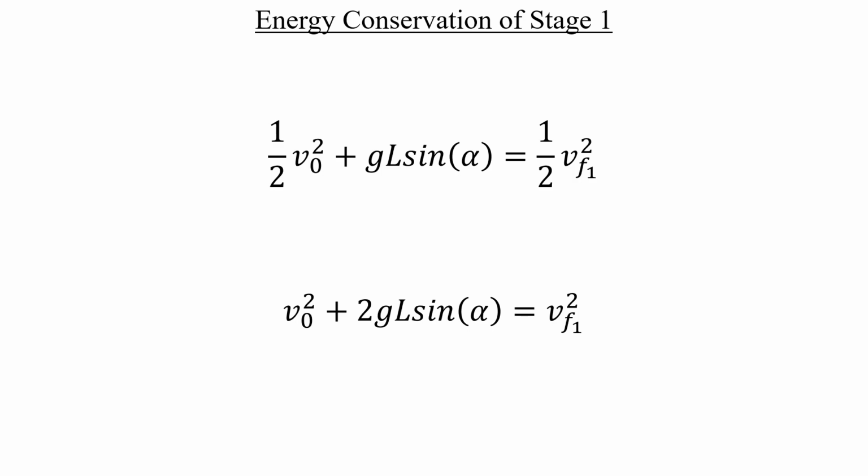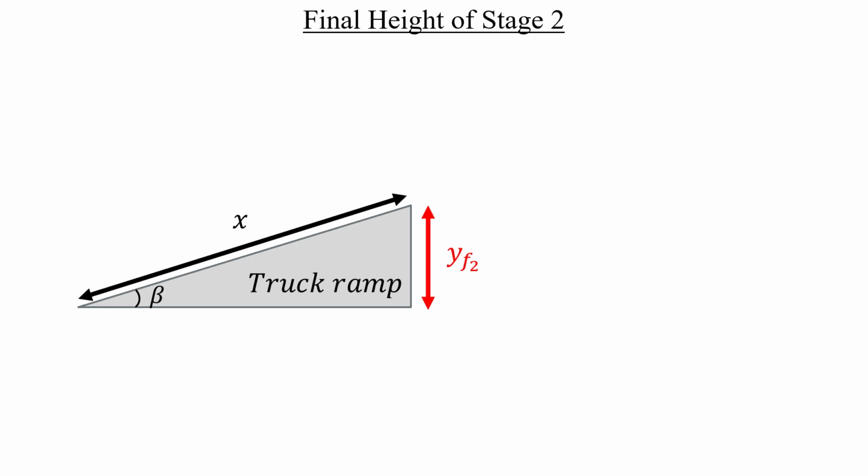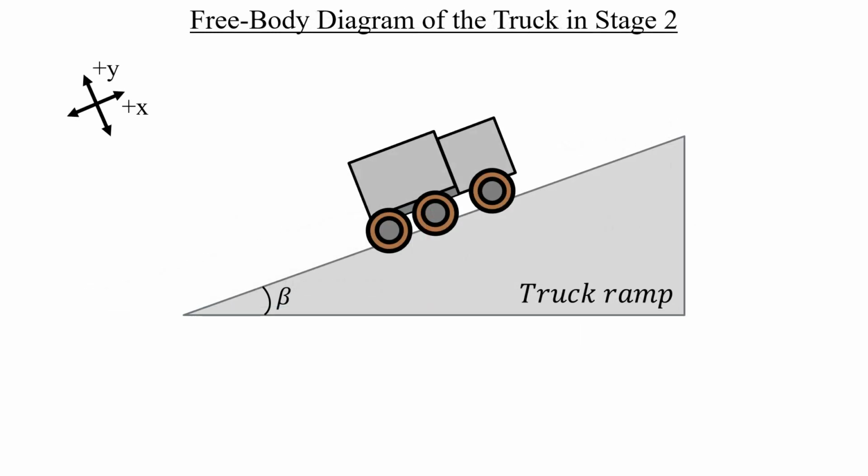Let's shift our focus over to stage 2 now and get the final height out of the way. The process is exactly as we saw before. You start with the sine definition, then plug in the provided quantities, and multiply both sides by the length of the hypotenuse. A free body diagram is also going to be necessary here, so let's draw one up real quick.